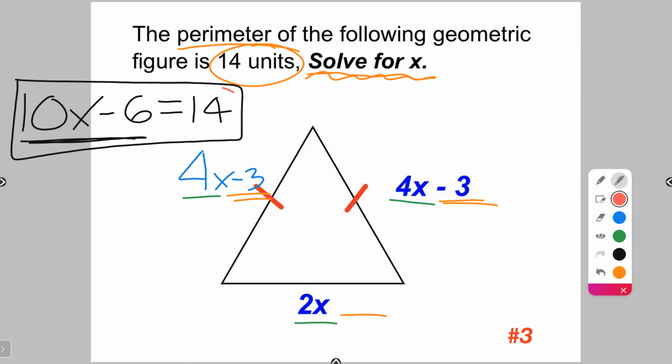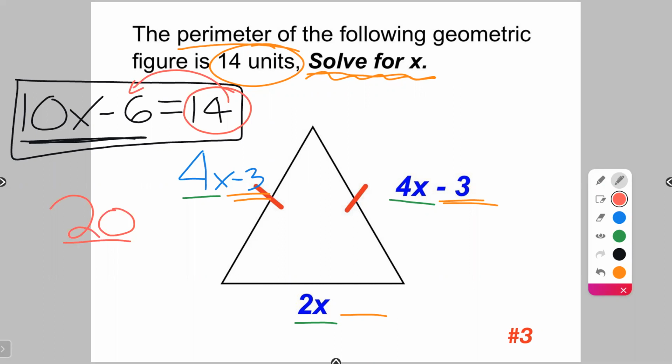Step number one, take the value on the right-hand side and make sure we use this first. Go from right to left and do the opposite of what you see. The opposite of minus 6 is plus 6. So 14 plus 6 gives us 20. That's step number one. Now we move to step number two in solving this equation.